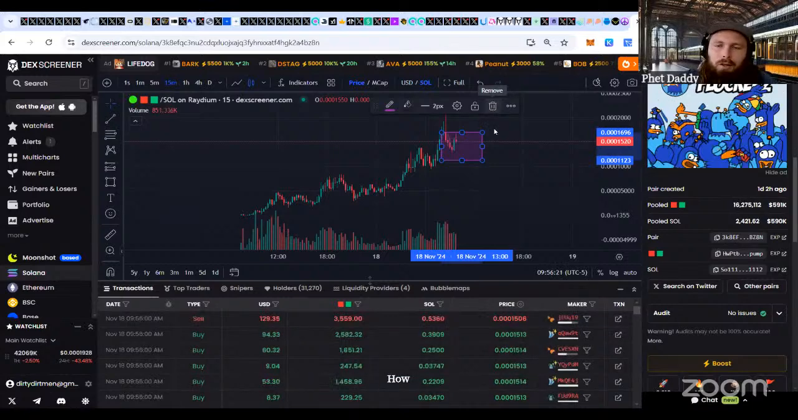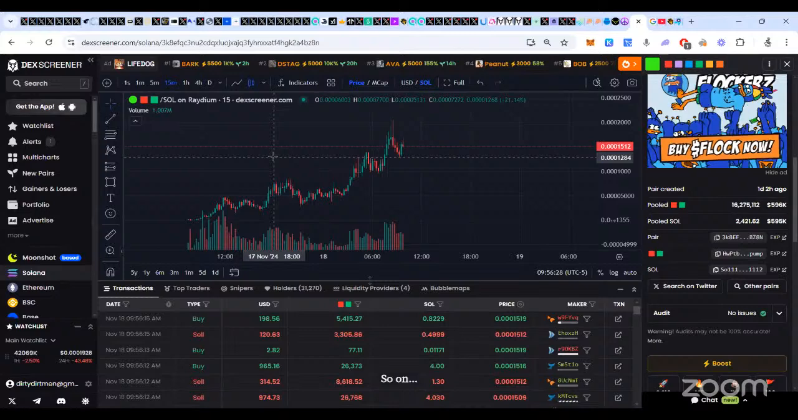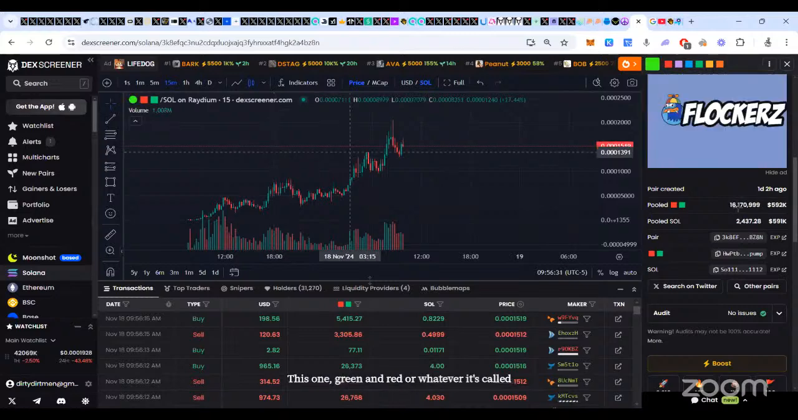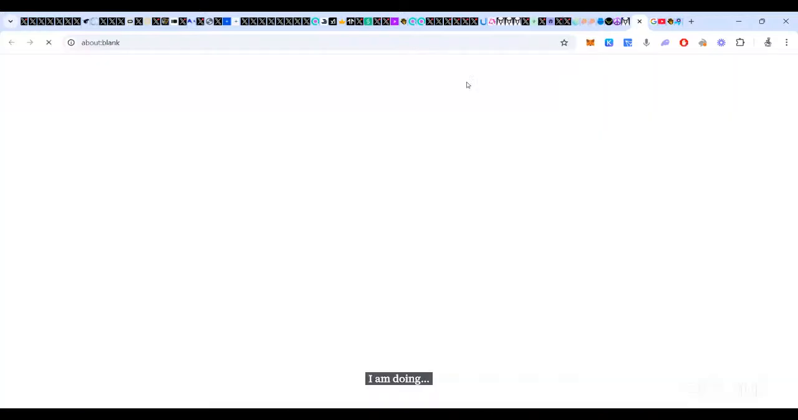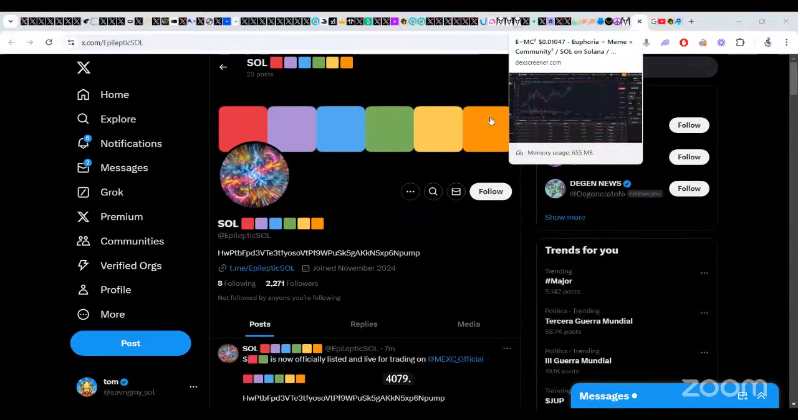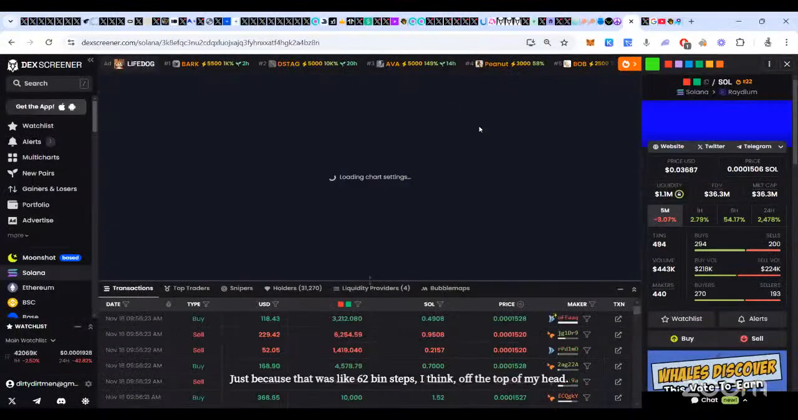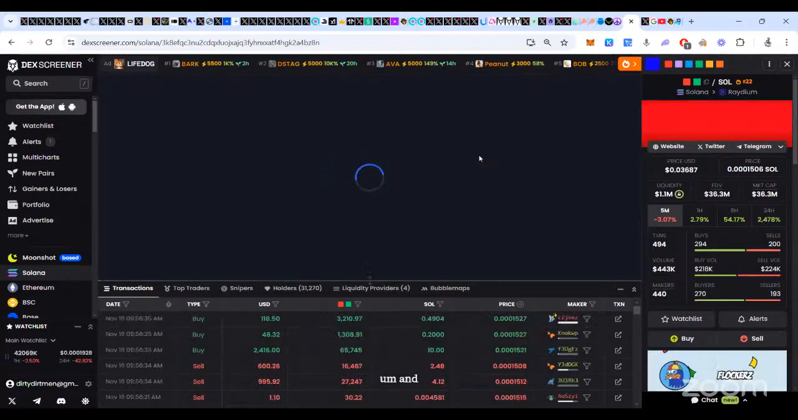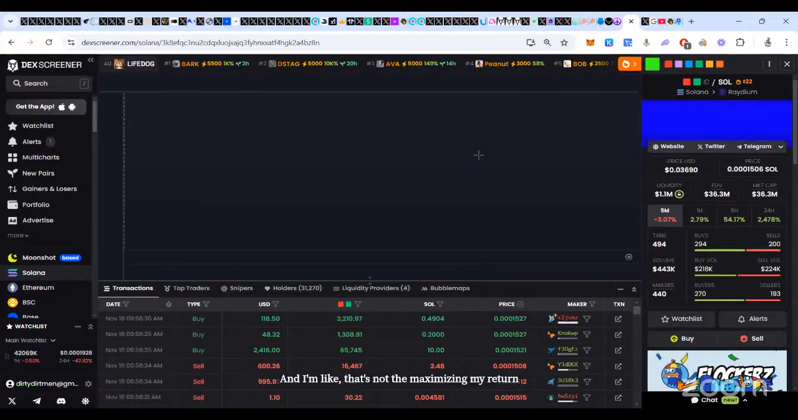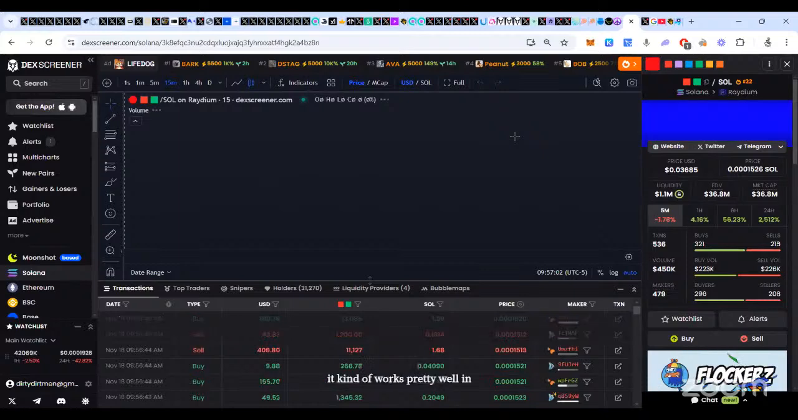How wide of a range are you doing? So on this one, green and red, or whatever it's called, I am doing 3 zeros 15 down to 4 zeros 79, just because that was like 62 bin steps, I think, off the top of my head. That's not maximizing my return, but for me, in terms of risk reward, it works pretty well in minimizing any losses I make.